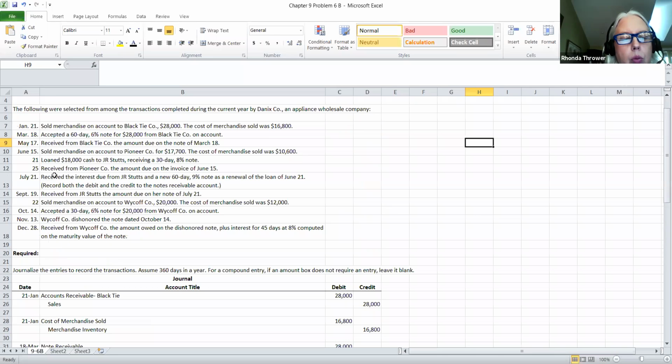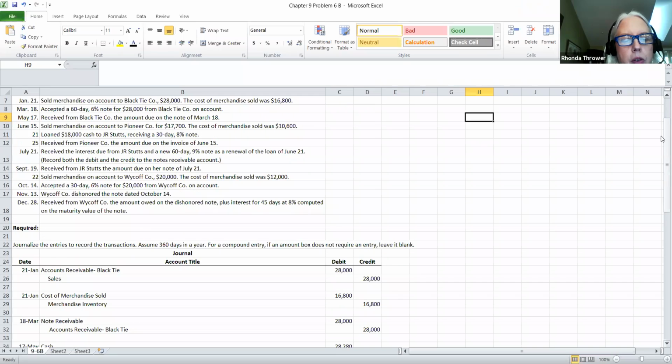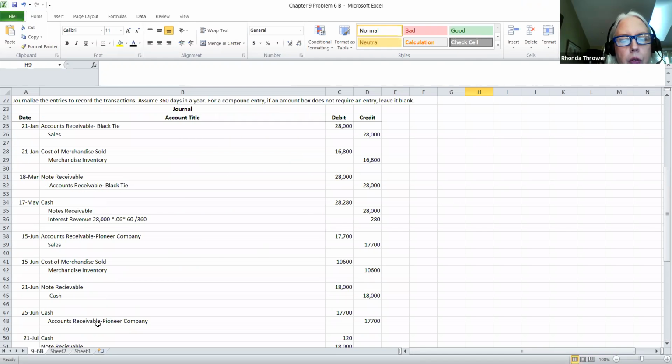On June 25th, we received from the Pioneer Company the amount that was due on the invoice of June the 15th. All right, so we look back at June 15th. This is where we set up an account receivable. There was no note here, so there was no interest. We're just receiving the amount that was due from the Pioneer Company. So we're going to debit our cash and credit our accounts receivable for $17,700. That was the original amount that the accounts receivable was debited for. So on June 25th, we debit cash for $17,700, and we would reduce our accounts receivable by $17,700.